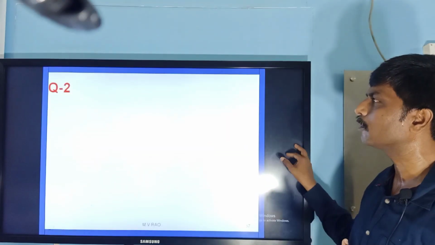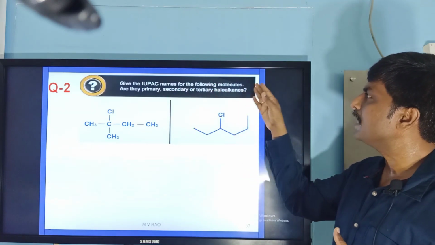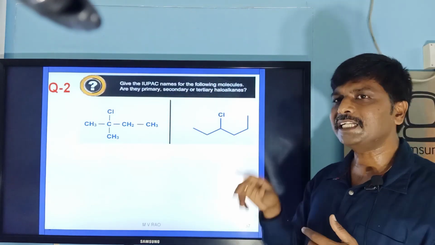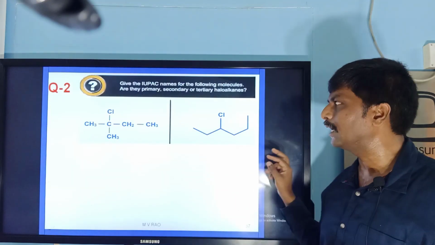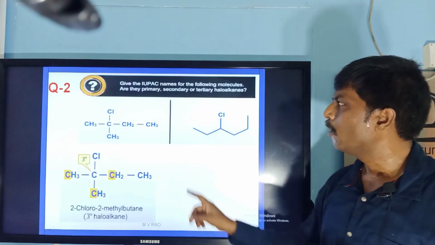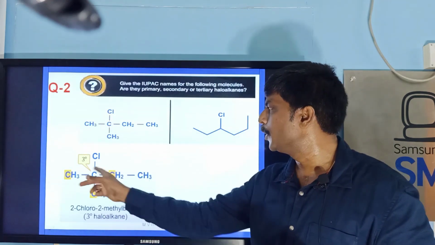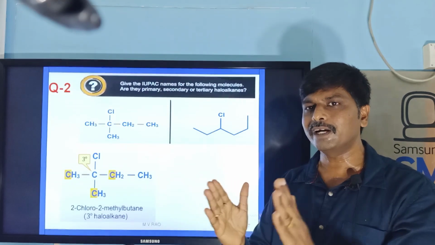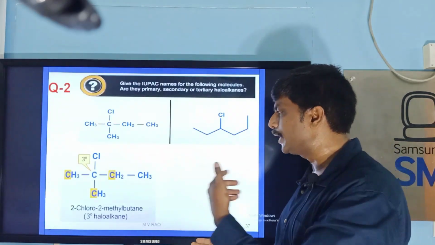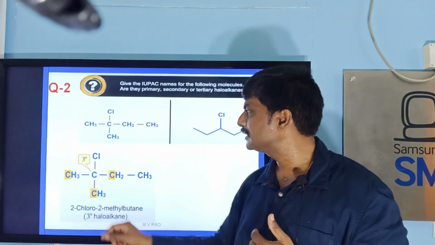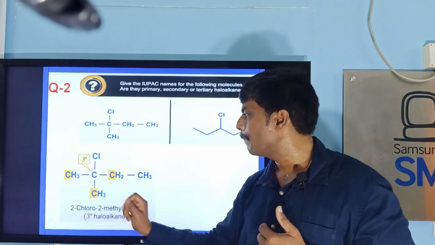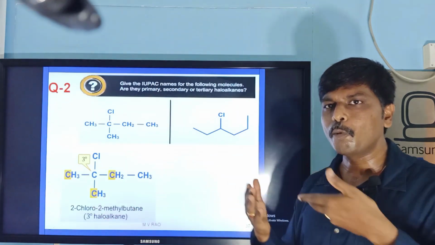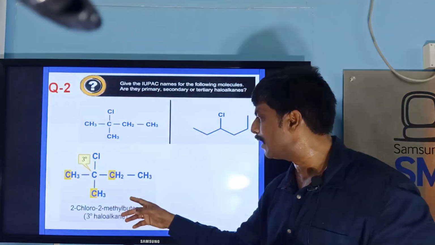You will see one more question. Give the IUPAC names of the following molecules. Here you have to tell whether it is primary, secondary or tertiary also. In the first compound, 1, 2, 3, 4 carbons are there. So but is the root word, ane is the primary suffix. Butane. At the second carbon Cl is there, and at the second carbon a methyl is also there. You have to write in alphabetical order: 2-chloro-2-methylbutane.